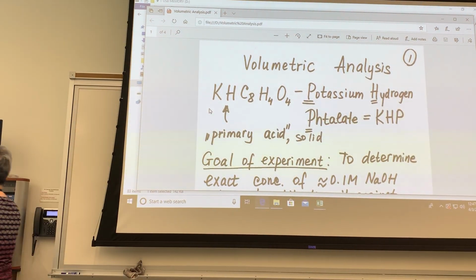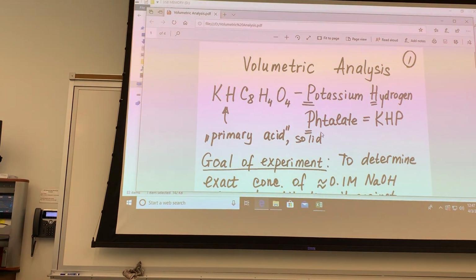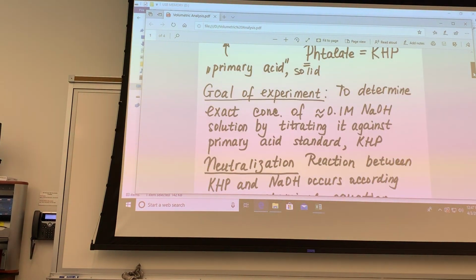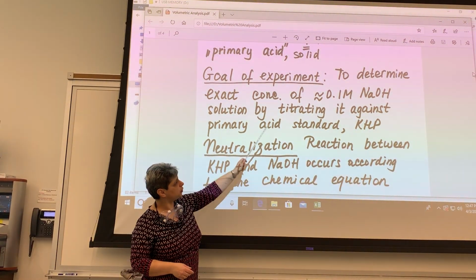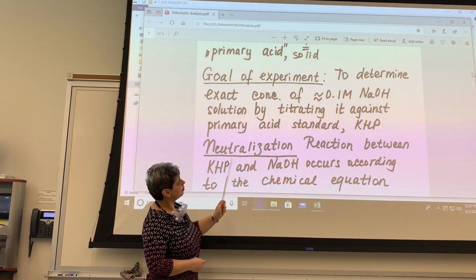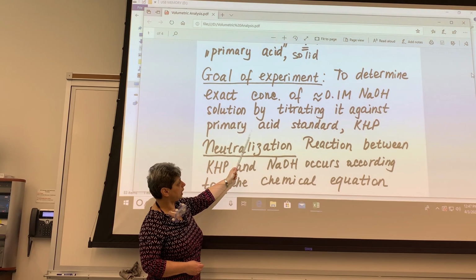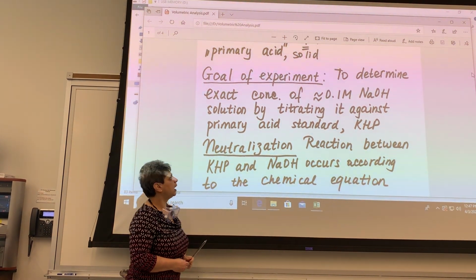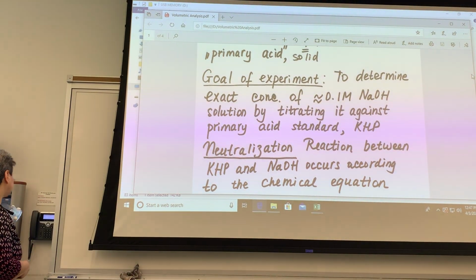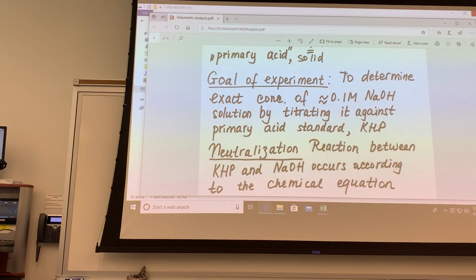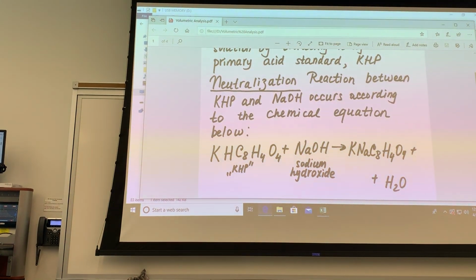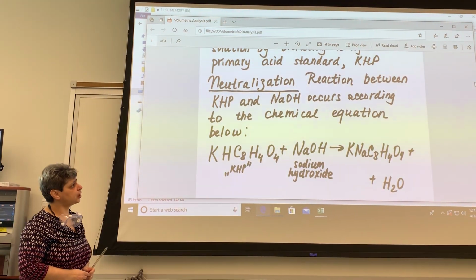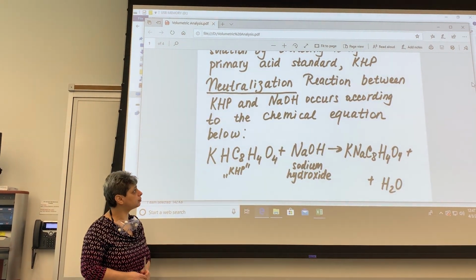So as I mentioned earlier, the goal of the experiment is to determine the exact concentration of approximately 0.1 molar NaOH by titrating it against the primary acid, which is KHP. The reaction here that we are considering can be defined as a neutralization reaction. We talked about these reactions briefly in the beginning of the semester.